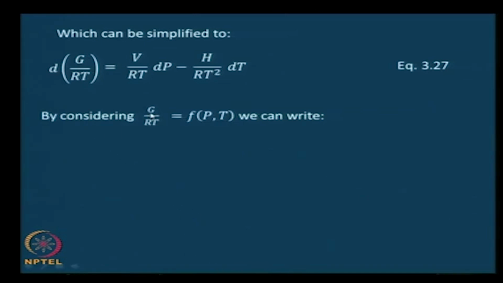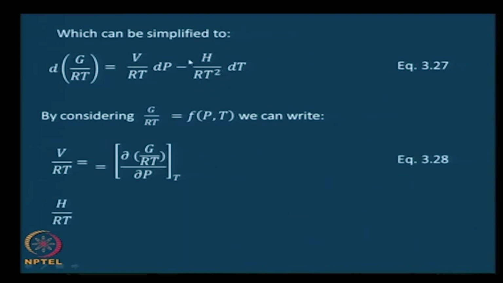We saw that by considering G by RT as a function of pressure and temperature alone, we could get V by RT as dou of G by RT by dou P at constant T, which is what is here, and H by RT as this is minus H by RT squared. Therefore, if you replace this with the partial differential, it would be dou G by RT by dou T at constant P, and that would be minus H by RT squared, and therefore H by RT is minus T times the partial differential. And so we are done with V.